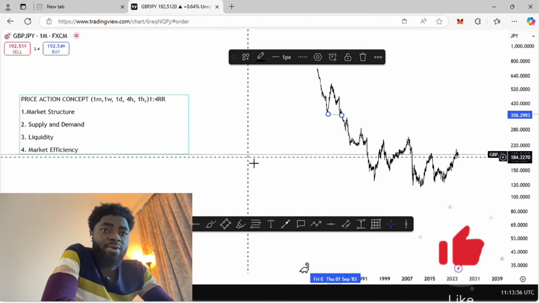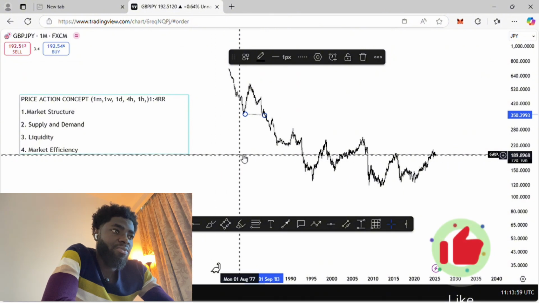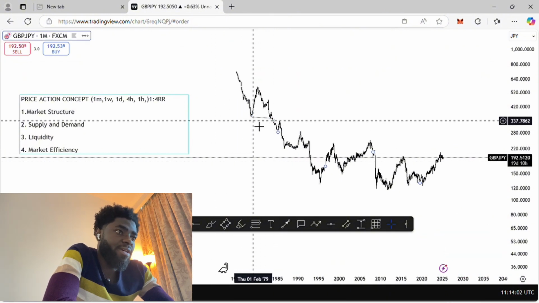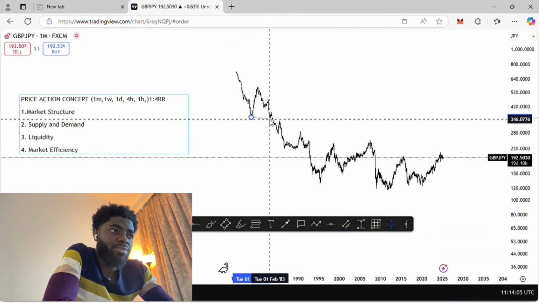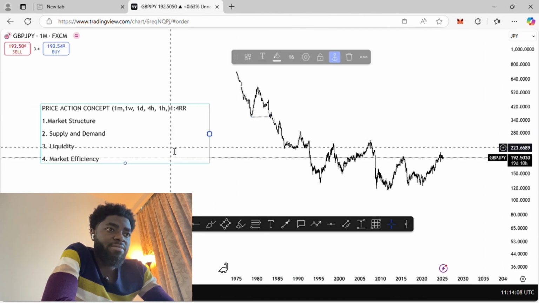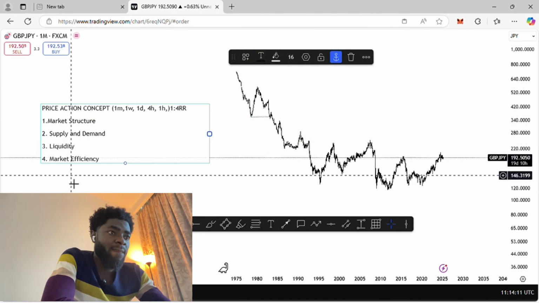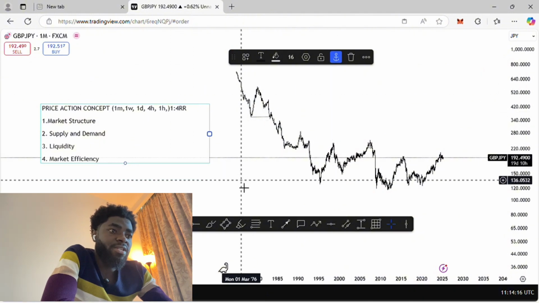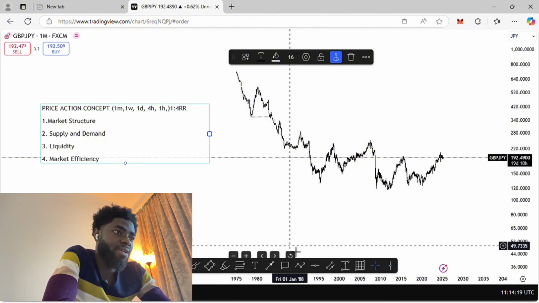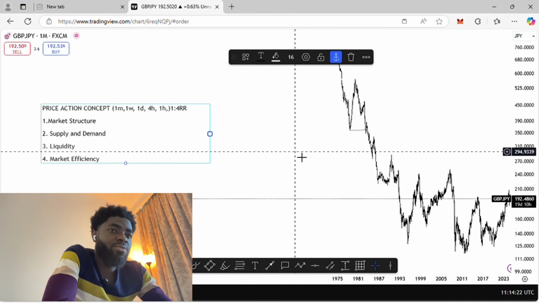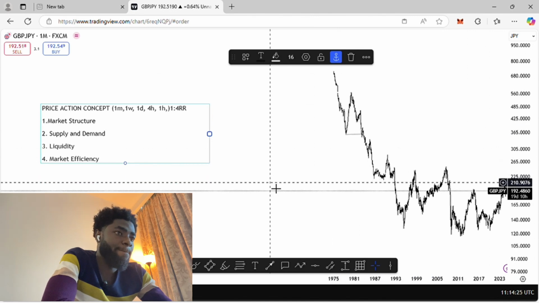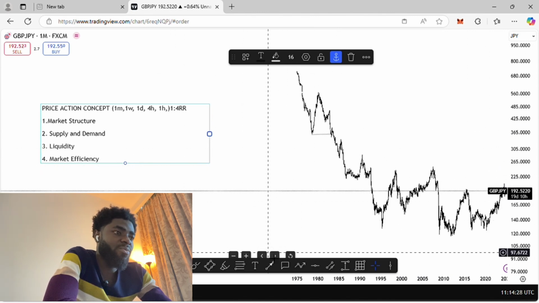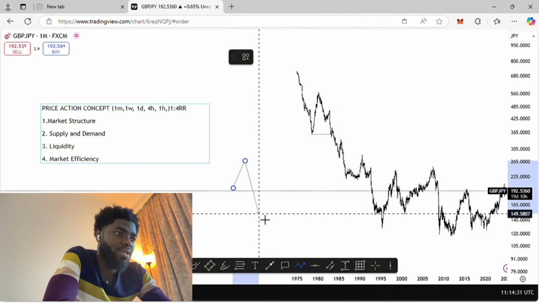In today's video, I want to analyze GBPJPY with you using multi-time frame analysis and also supply and demand, liquidity, market efficiency. Without further ado, I want us to start by using the monthly time frame, performing the multi-time frame analysis. So first of all, we want to identify the market structure. Market structure is to determine where the price is going, the trend is going.